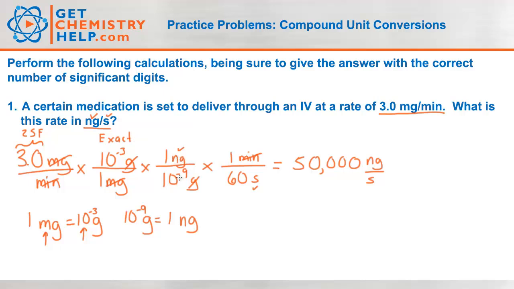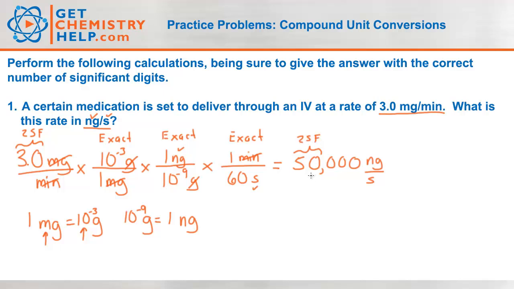Nanograms into 10 to the negative ninth gram. Again, that's metric to metric, so that's been defined and is an exact conversion. 1 minute is 60 seconds. Well, again, that also hasn't been measured. That's been defined, so that's exact. So we have 2 sig figs, exact, exact, exact, which means the fewest is 2. So our answer has to have 2.